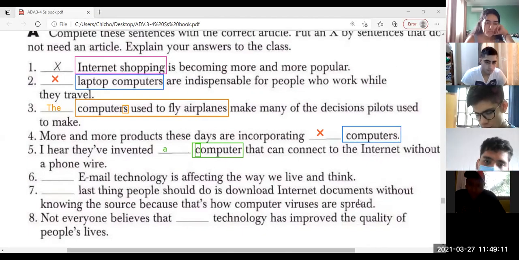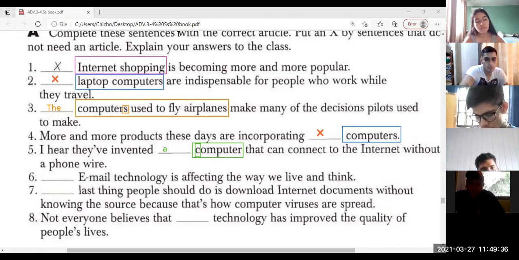Okay, let's go with number 6. Please, Daniel. The email technology is affecting the way we live and think. Why? Because it's talking about a specific technology, like email technology. That's why I use the. What do you think, guys? Do you agree with your partner? I agree. You agree. So we use the, again?